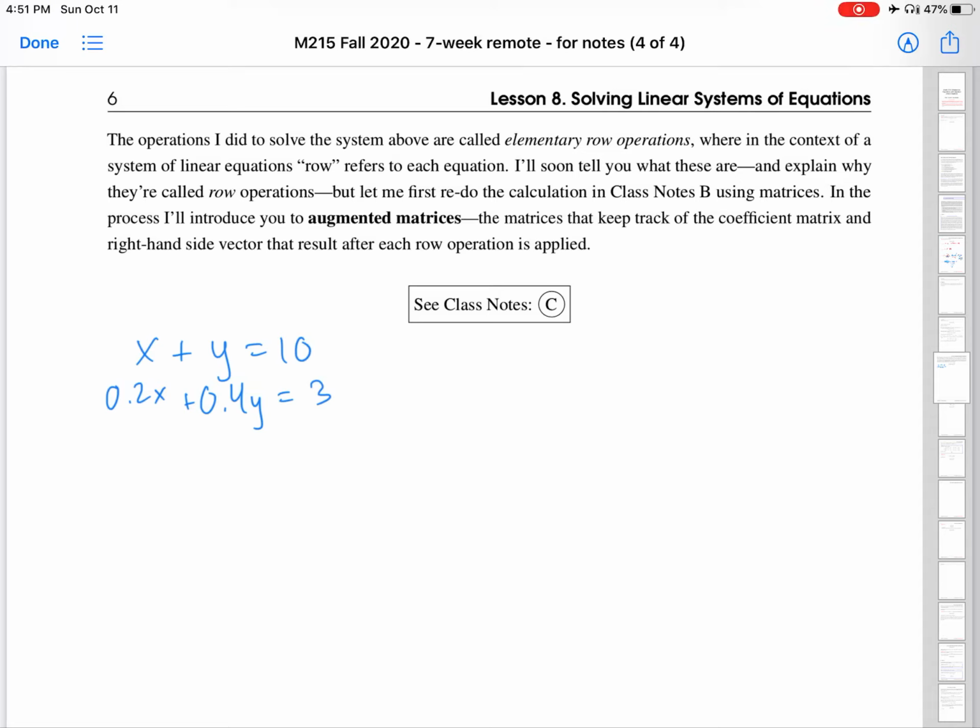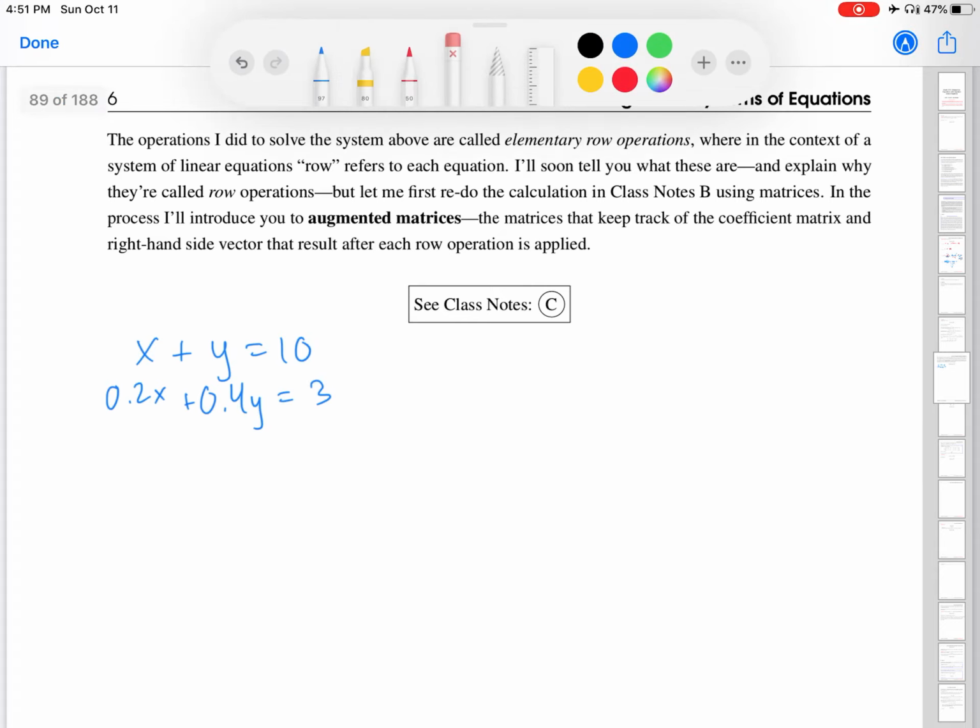Hi, this is Professor Fernandez, and we are working here on class note C in lesson 8. My goal in the previous video was to introduce you to the elementary row operations, and we did that by solving a particular example. That's the one I reproduced down here.